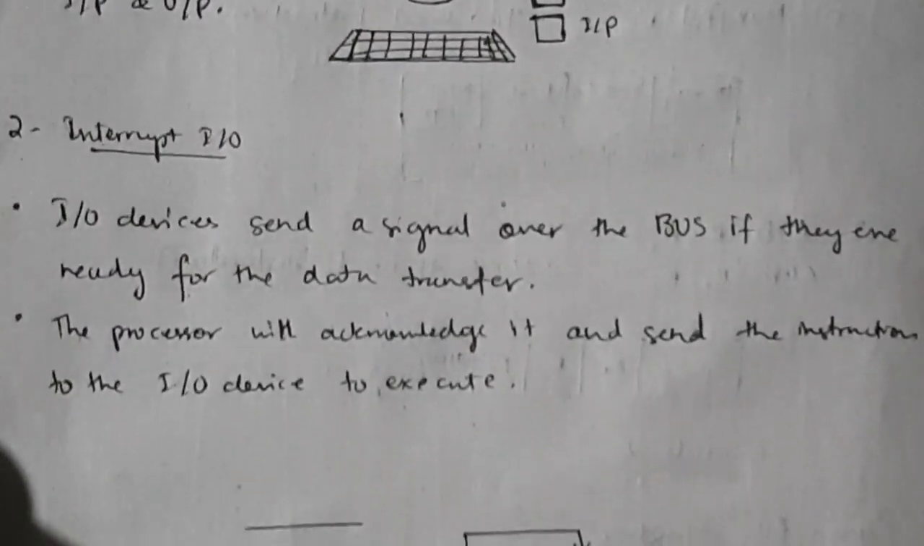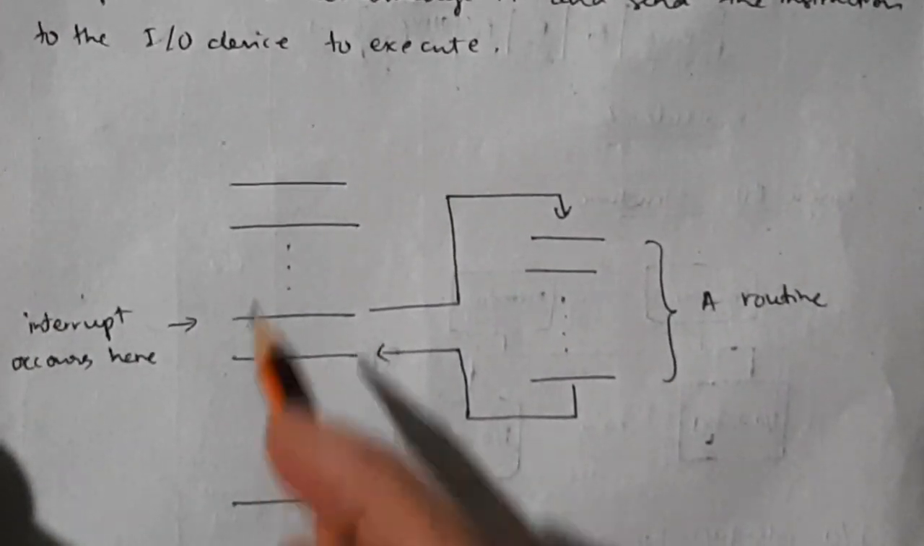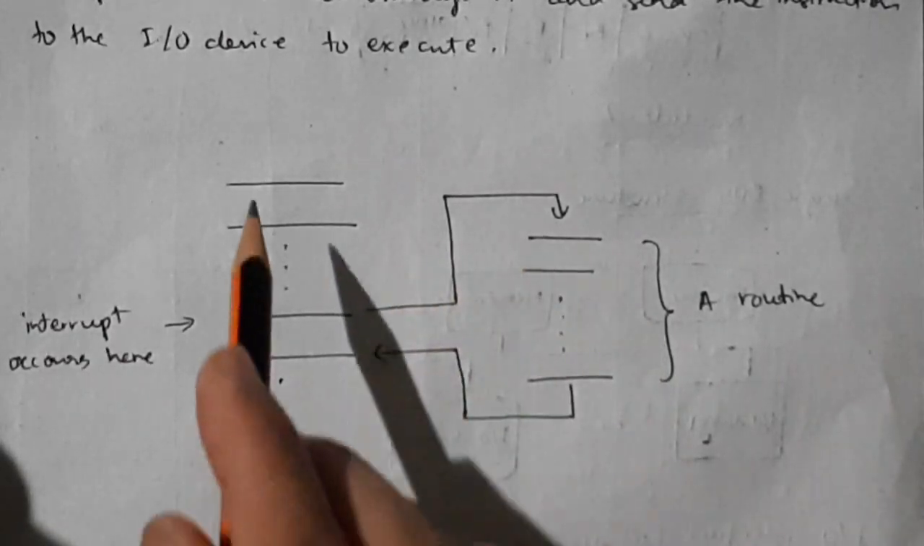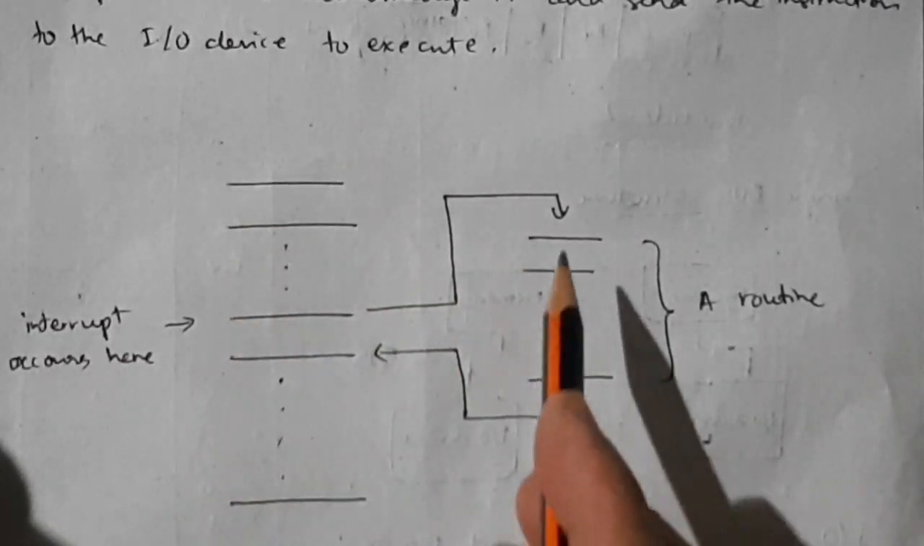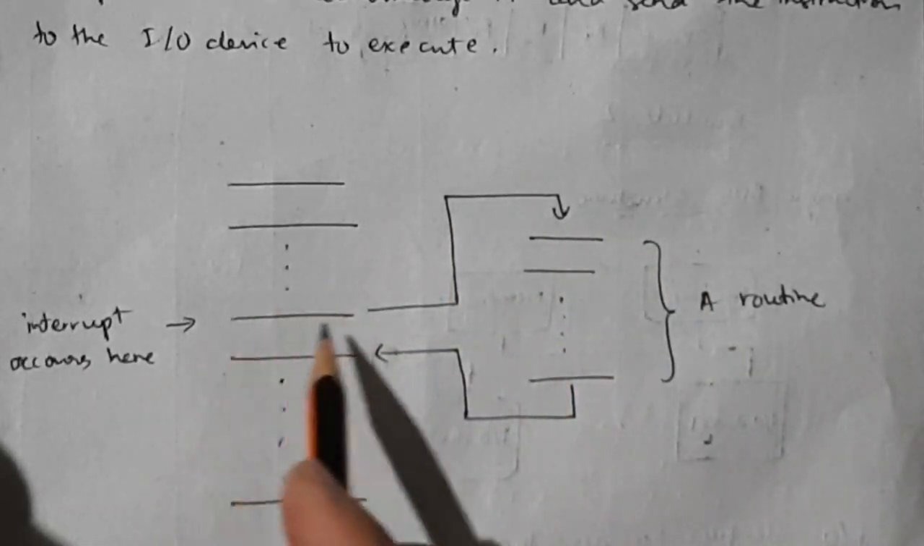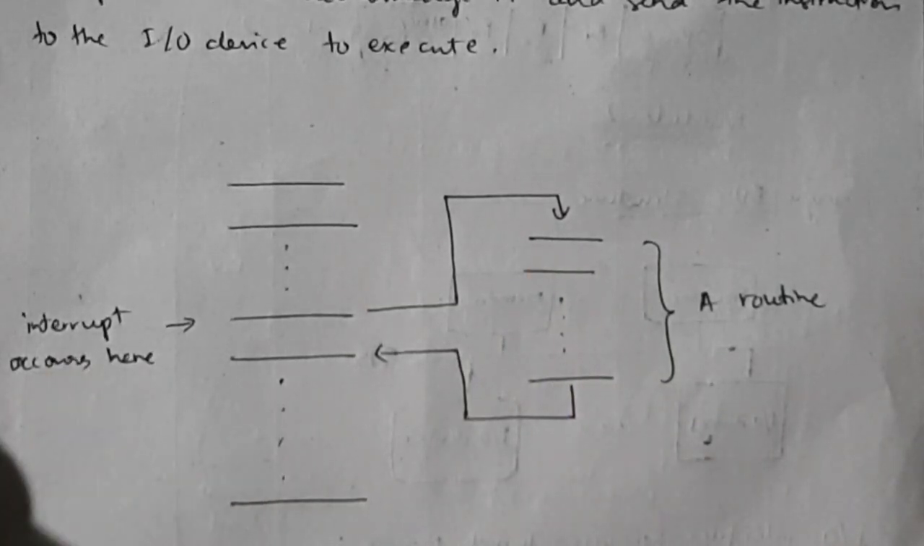The second one is interrupt IO. In interrupt IO, suppose the computer execution is normally going on, and in between, at any time, I give some input. It has to stop its normal execution and focus on the input I have given. This normal execution of the computer will stop here, and it will take in the input and do all those things. That is known as an interrupt.